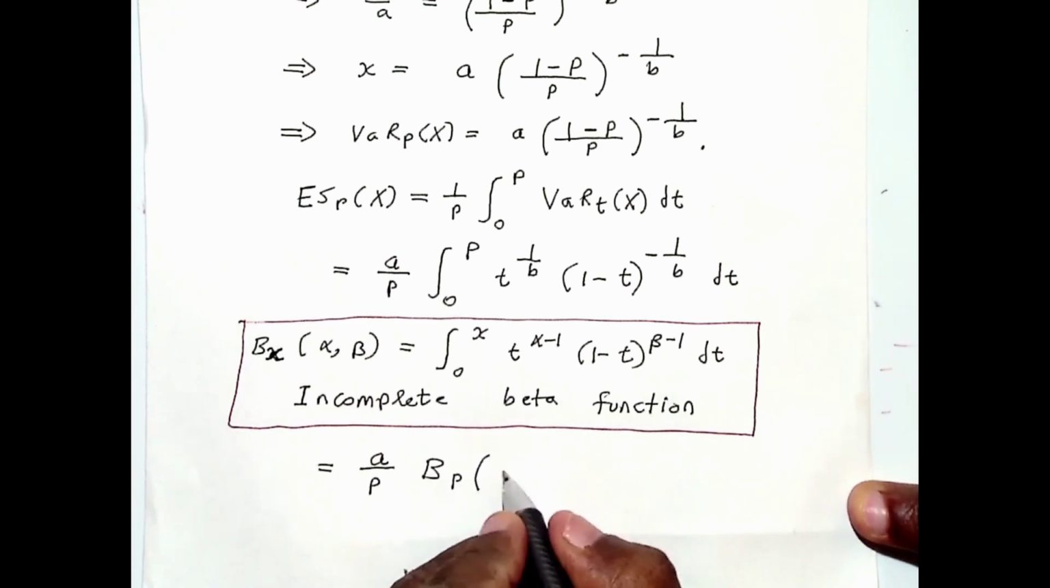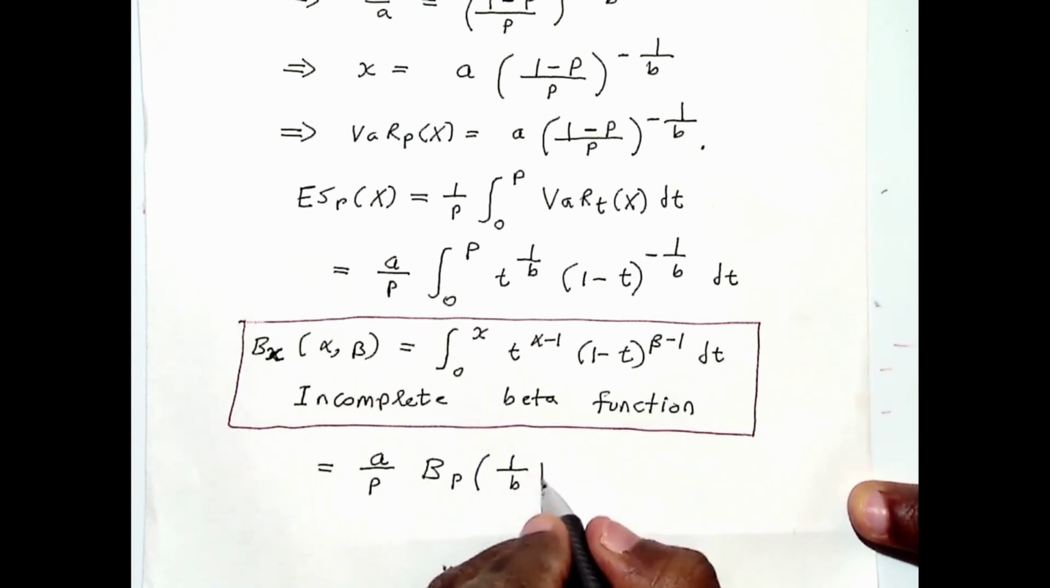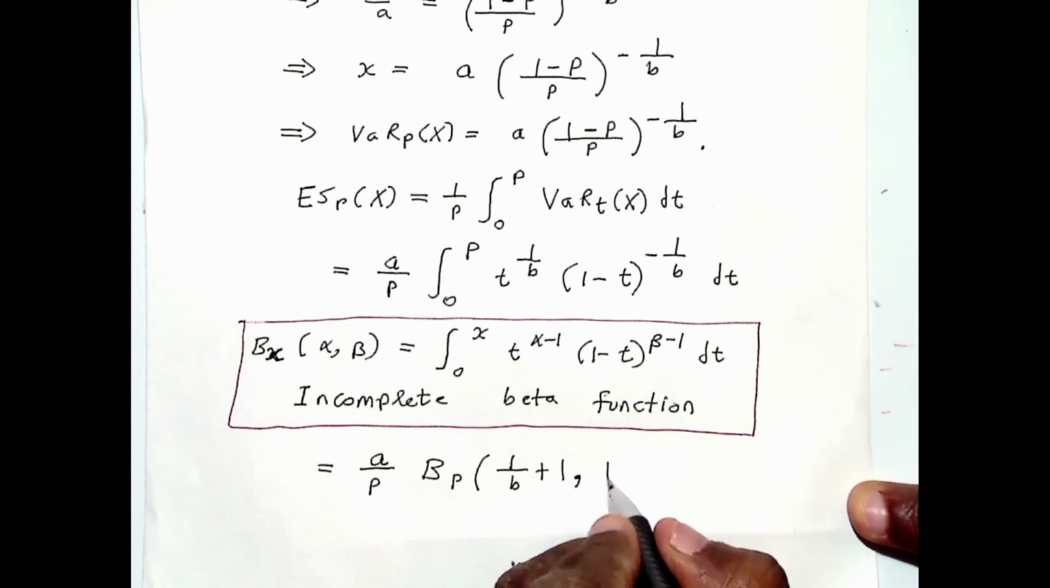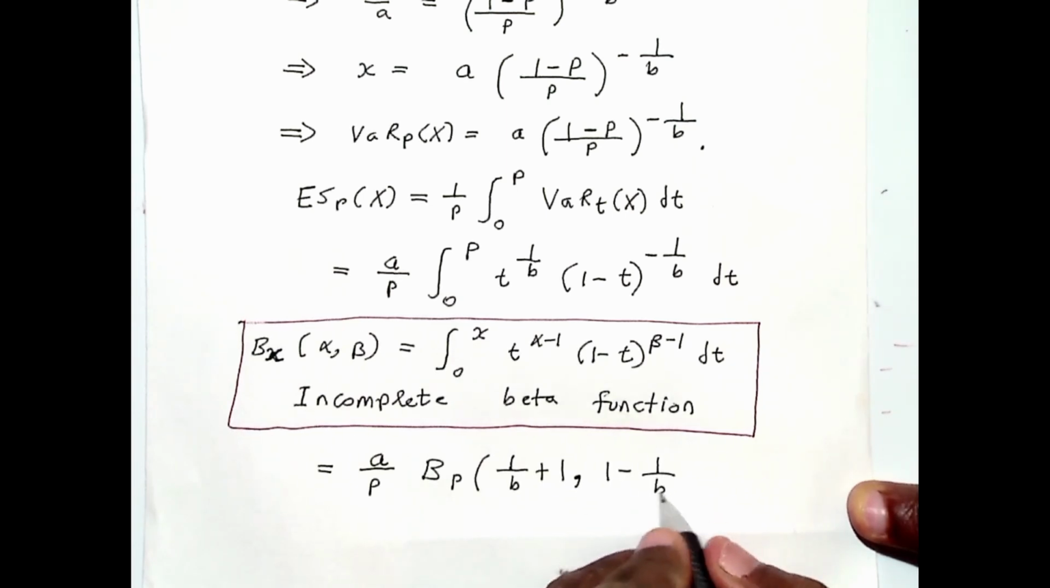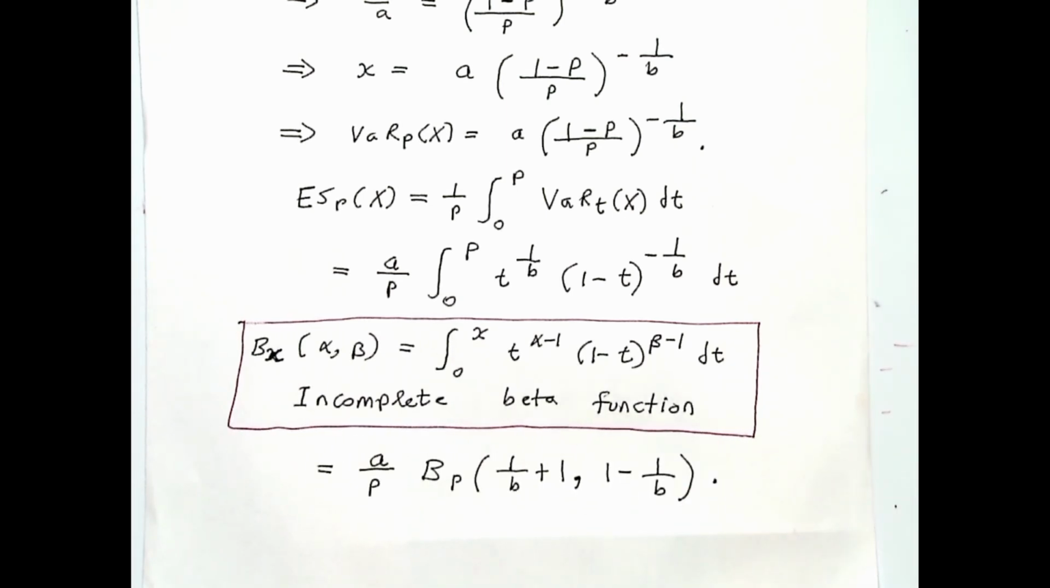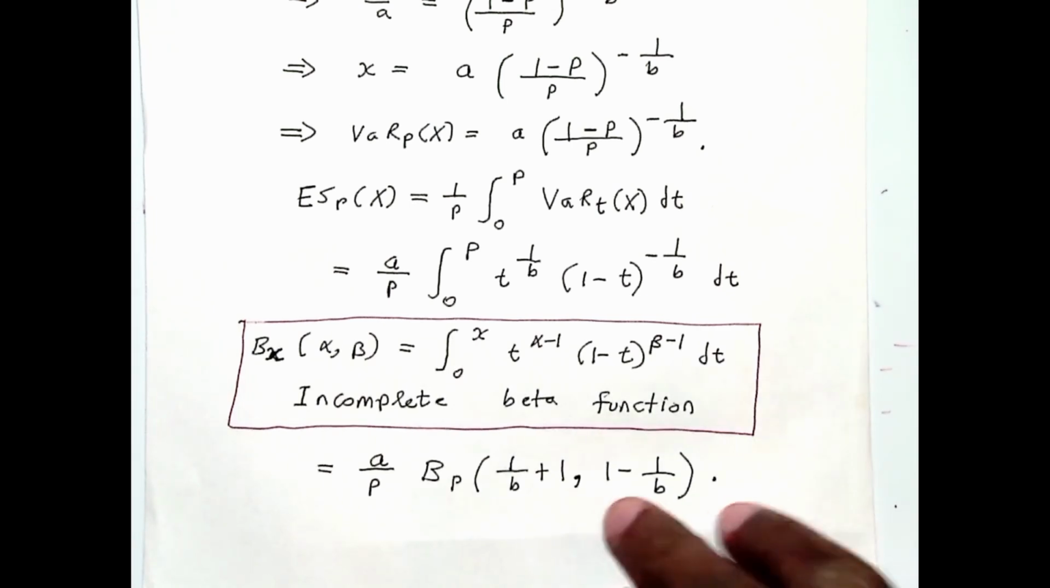Okay, so using this definition, we can write the above as follows. So your alpha is going to be 1 over b plus 1, and your beta is going to be 1 minus 1 over b. All right, so that completes question 6. All right. Okay, next one, question 7.